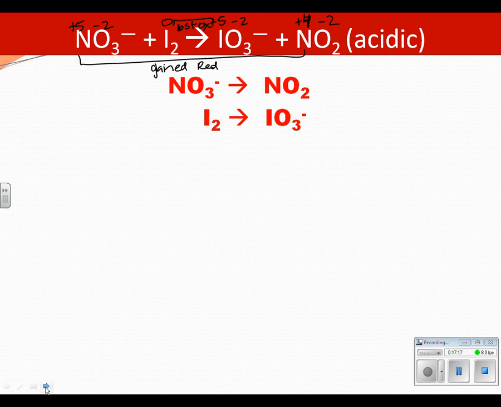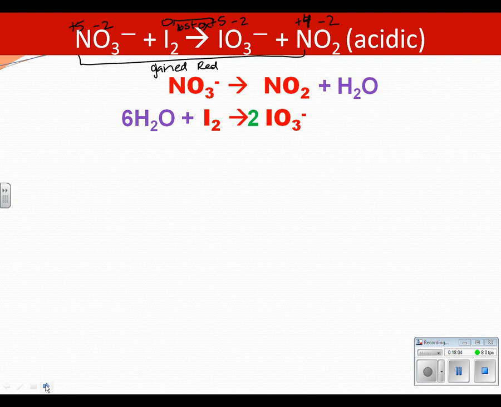So next thing to do after we write our half reactions is balance any of our elements that are not oxygen or hydrogen. Nitrogen is balanced, iodine is not, so I need to put a 2 in front of iodate. Then I need to balance my oxygens by adding water. So I have 3 oxygens on the reactant side of my first reaction, so I need to add a water for my NO2. Then I have 3 waters on the product side with my iodate, so I need to add 3 waters on the iodine side of my second reaction. Oh, sorry, 6, because 2 times 3 is 6. So I need to add 6 waters.